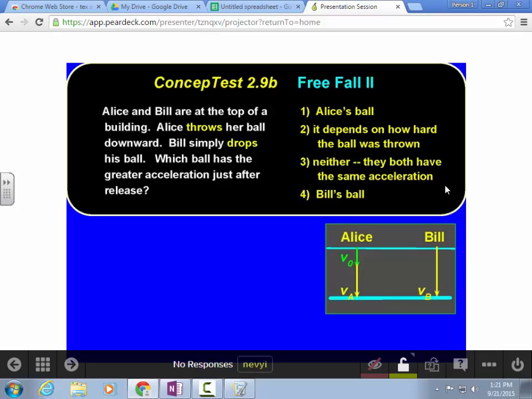All right, so which ball has a greater acceleration? Looking at this. So Alice throws a ball downward. Bill simply drops it. Which has a greater acceleration just after the release? Ooh, excellent. 15 seconds.